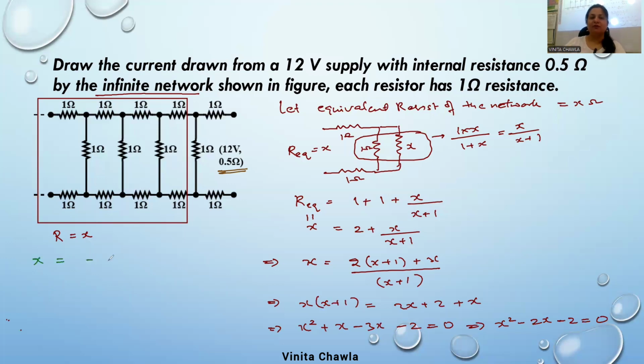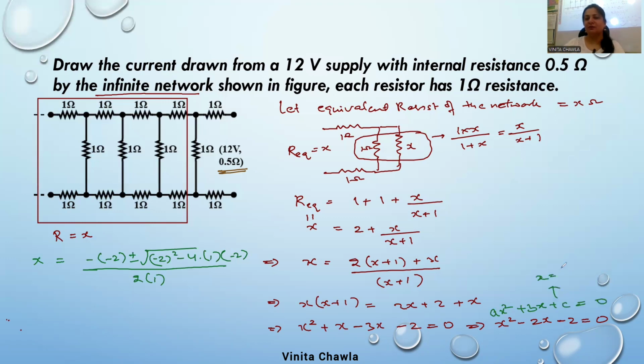Minus b means minus of minus 2, plus minus under the root of b square, which is minus 2 square, minus 4a and c is minus 2, upon 2. If we assume this as ax square plus bx plus c equals 0, then we can find x as minus b plus minus under the root of b square minus 4ac upon 2a. We've used this formula here.